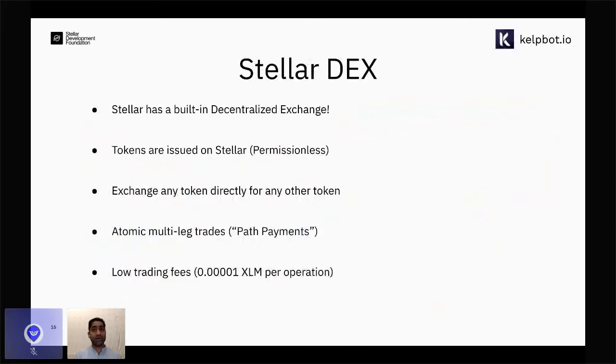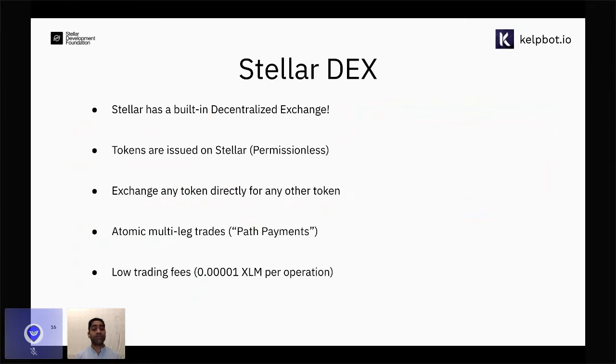Let's go into the Stellar DEX. A lot of people don't know that Stellar has its own built-in decentralized exchange. Tokens are issued on Stellar in a permissionless manner. You can exchange any token directly for any other token. This means that you don't need to go through a token such as Bitcoin or USD or any other token. You can trade directly between 2 tokens. So this means that you might have tighter spreads.